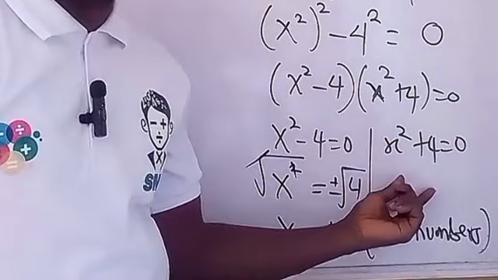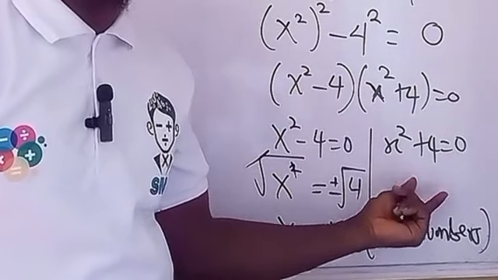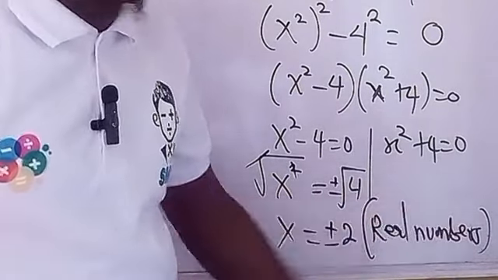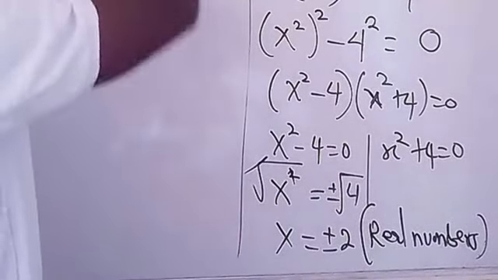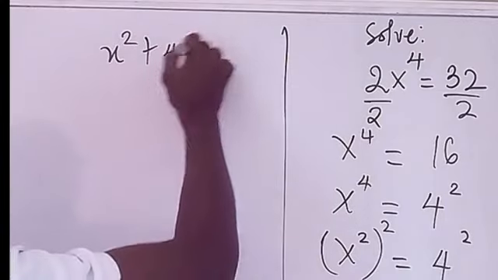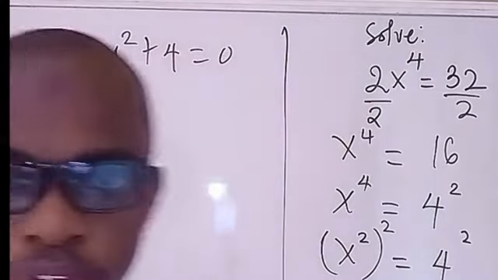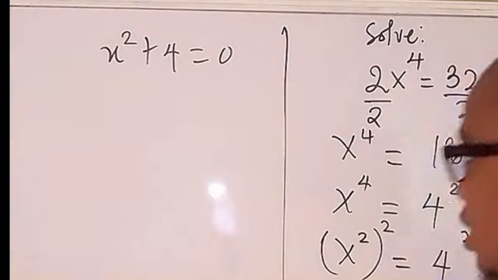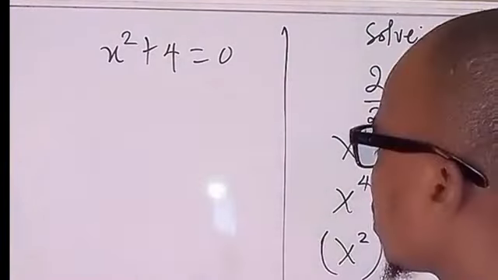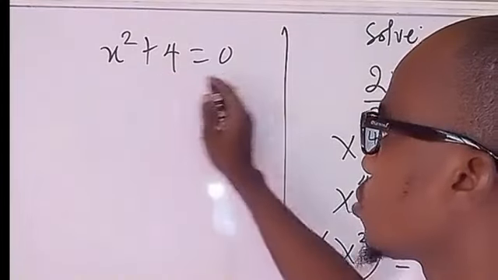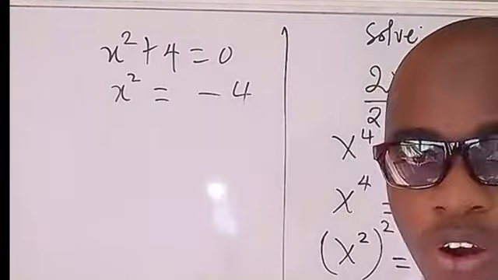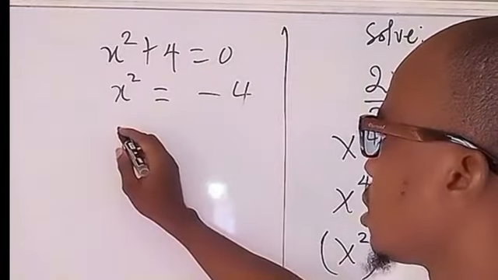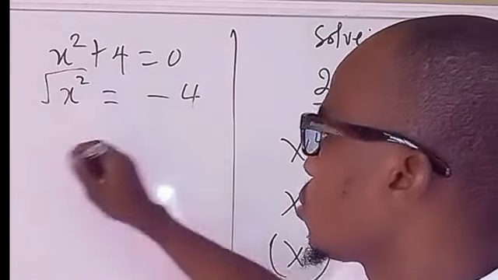Now let's see what this will give us. Is this one also going to give us a real solution? Let's see. So now for the second one, we have x squared plus 4 equals 0. That's the second one we have. Now from here, you transpose this to this side. We're going to have x squared equals minus 4. All right. So now from here, what are you going to do? Take the square root of both sides.